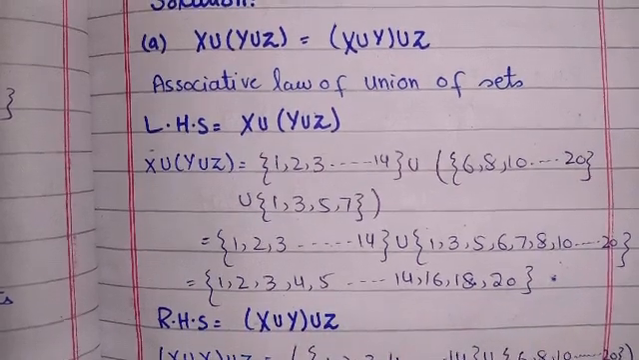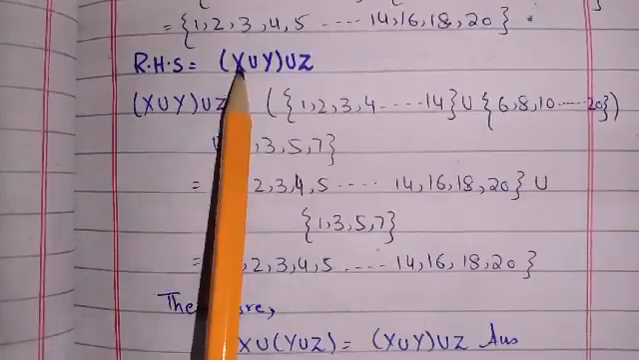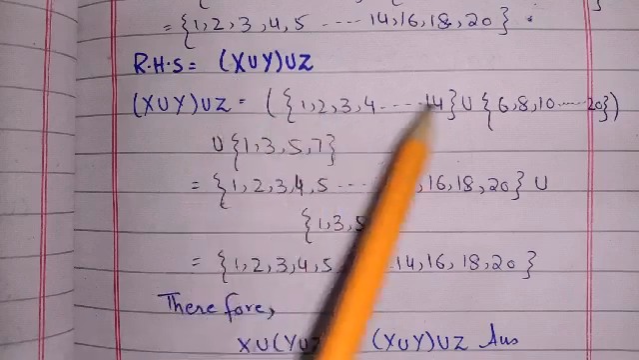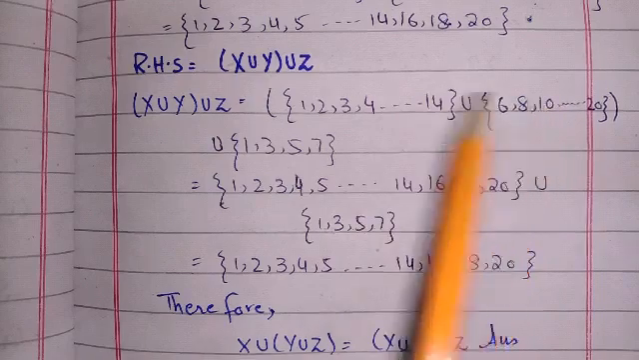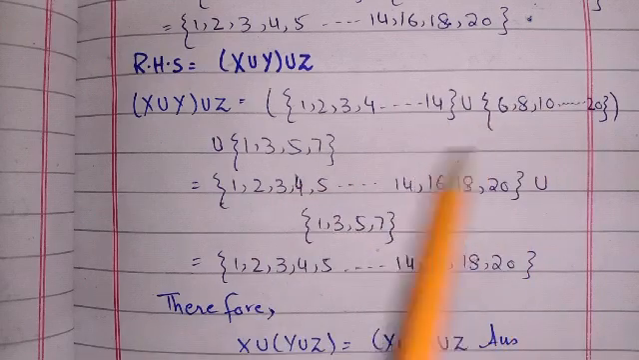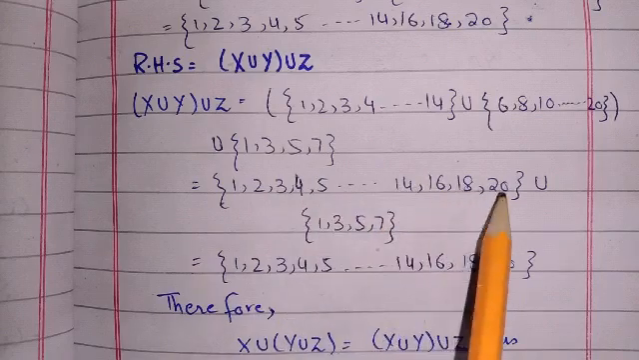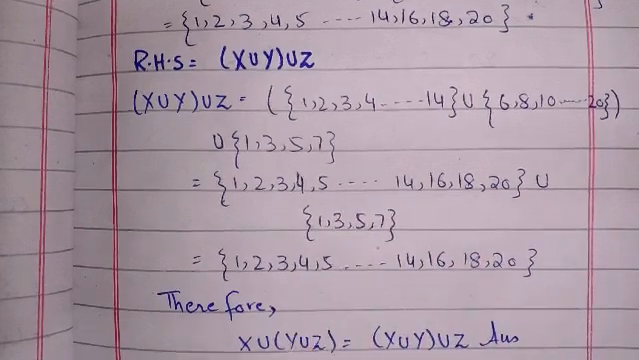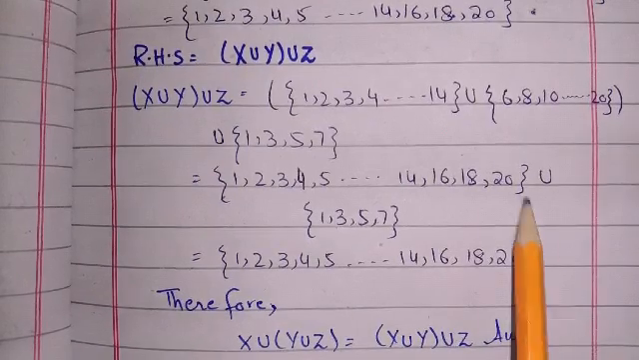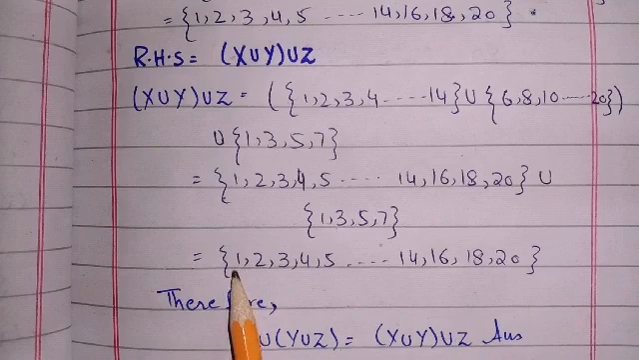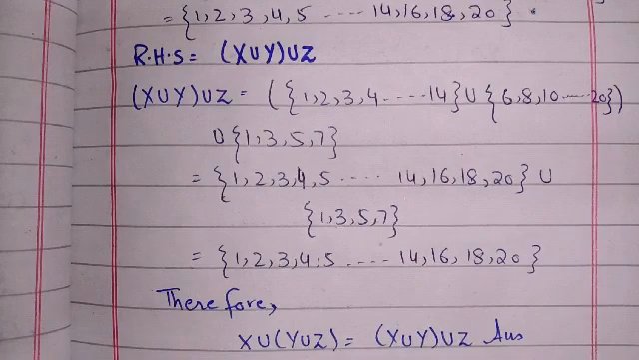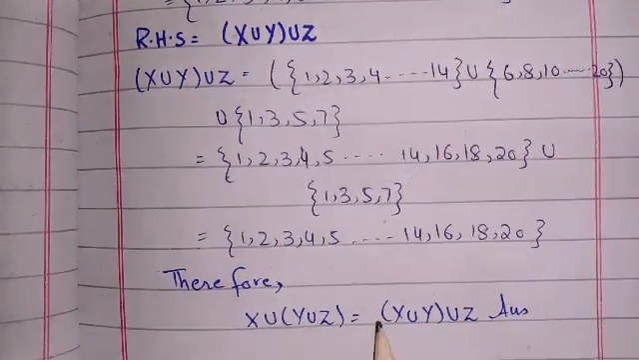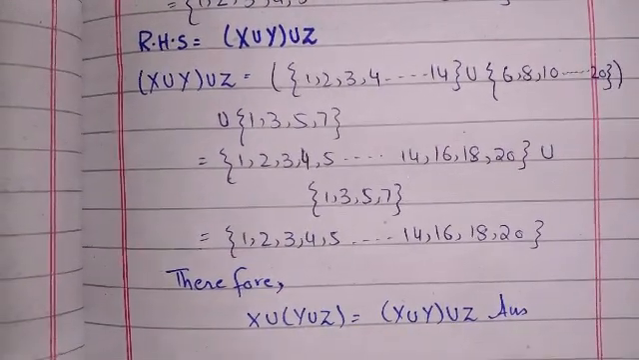Now students, here is our right hand side, which is equal to (x union y) union z. We will write the x set and y set within brackets first, then union, then the z set. We will find the union of the x set and y set first. After finding their union, we get 1, 2, 3, 4, 5 up to 14, 16, 18 and 20, then union, then our z set. Now we have to combine all the elements of the resultant set and the z set. We have our answer, which is 1, 2, 3, 4, 5 up to 14, 16, 18 and 20. As you can see, our answer of the left hand side and right hand side is equal, so we will write therefore x union (y union z) is equal to (x union y) union z, which is our answer.